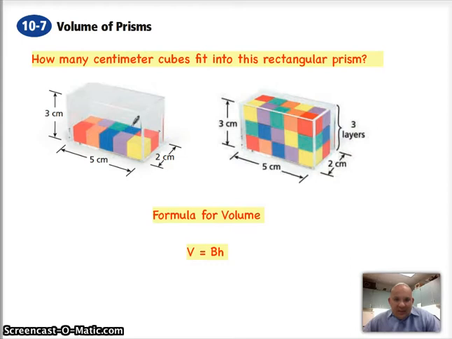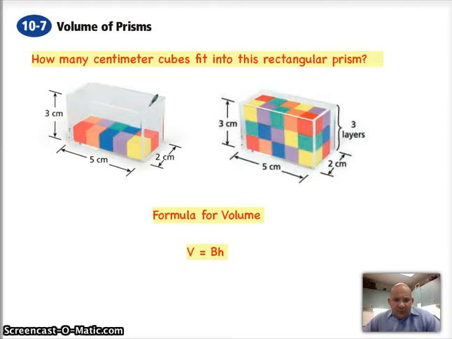Well, if we start with the base, at the bottom here, it's 5 by 2, meaning that there are a total of 10 blocks, 10 centimeter cubes that can fit in this first layer, this base layer, which again defines the space in that bottom layer. So there are 10 cubes. 5 times 2 just happens to be 10 as well.